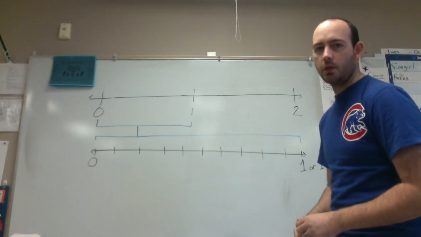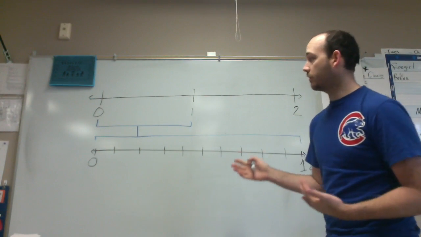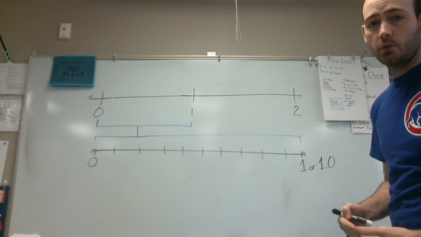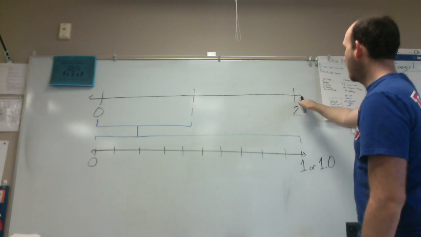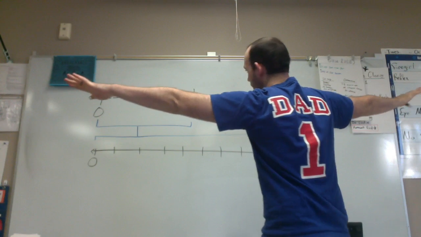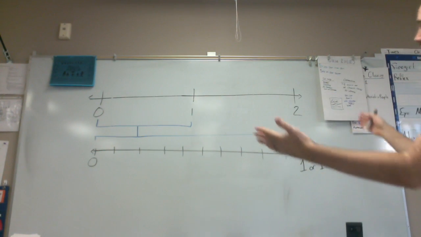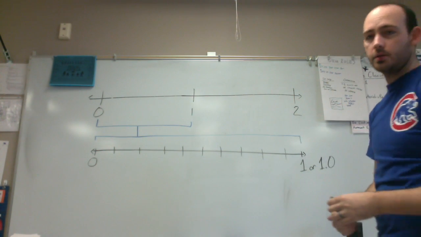Hey guys, today we are looking at decimal place values, and specifically what decimals look like on a number line. So on my top number line here, you see I have the numbers 0, 1, and 2. I have some arrows on it saying that it does go on forever, but we don't need the numbers that go on forever. We're just focusing in on a little area here today.